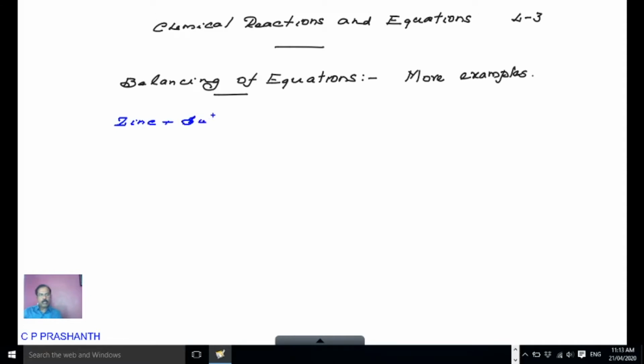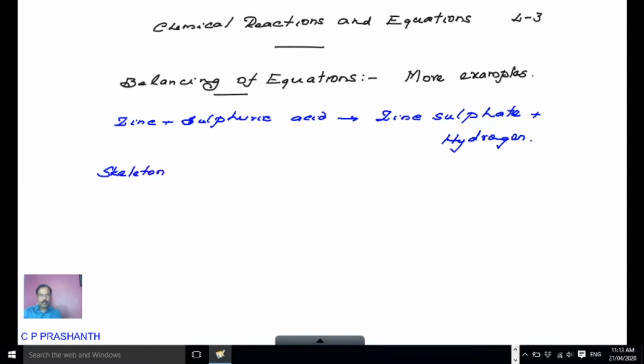We have also observed zinc reacting with sulfuric acid, zinc plus sulfuric acid. The products are zinc sulfate and hydrogen. So let us write the word equation first, then we will convert this into skeletal equation, and then we'll see the balancing.